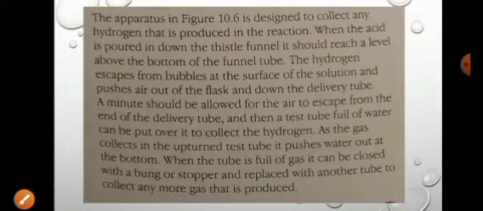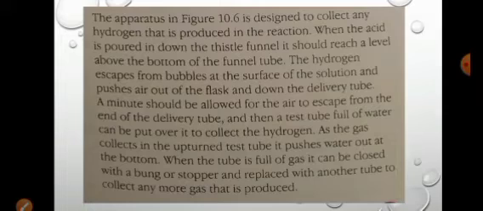The apparatus in figure 10.6 is designed to collect any hydrogen that is produced in the reaction. When the acid is poured in down the funnel, it should reach a level above the bottom of the funnel tube. The hydrogen escapes from the bubbles at the surface of the solution and pushes air out of the flask and down the delivery tube. A minute should be allowed for the gas to escape from the end of the delivery tube, and then a test tube full of water can be put over it to collect the hydrogen.